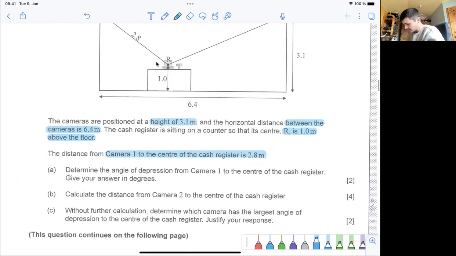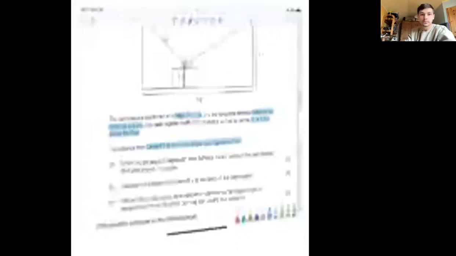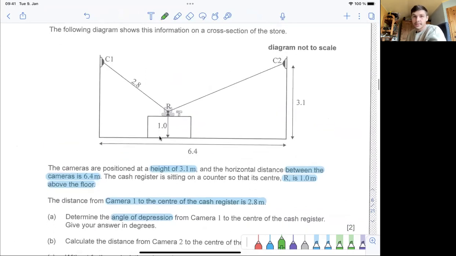Part A is asking, determine the angle of depression from camera 1 to the center of the cash register and give your answer in degrees. So, angle of depression. Now, when you're finding an angle of depression or elevation, make sure that you always take your angle from a horizontal line, not a vertical line. Very easy mistake to make, but always from a horizontal line.